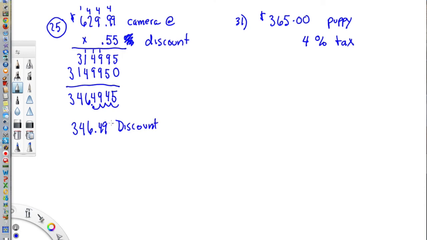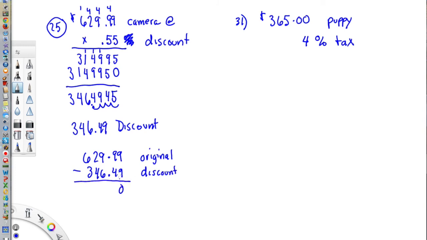But our final price, we got to take this away. To find our final price, we have to take the original price, which is $629.99, minus our discount, which is $346.49. That's our discount. That's what we take away.